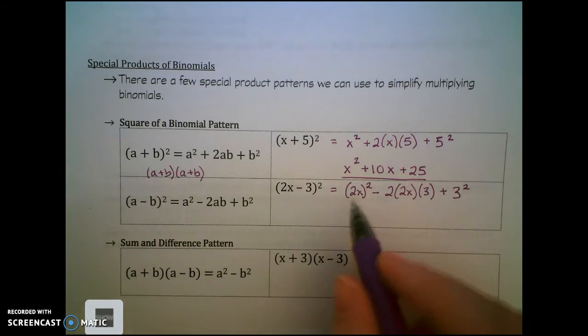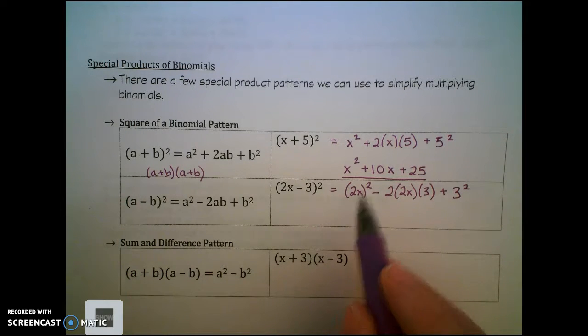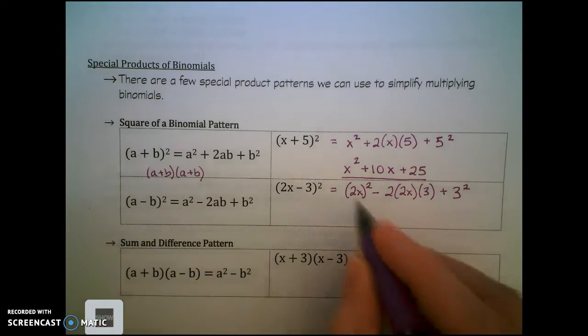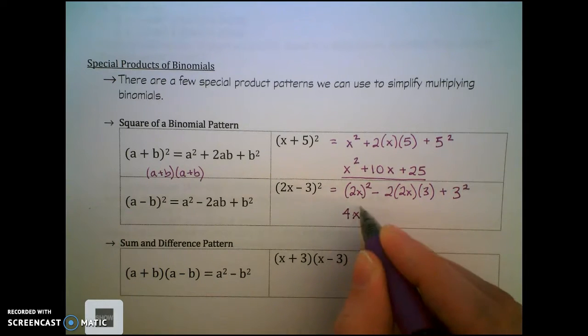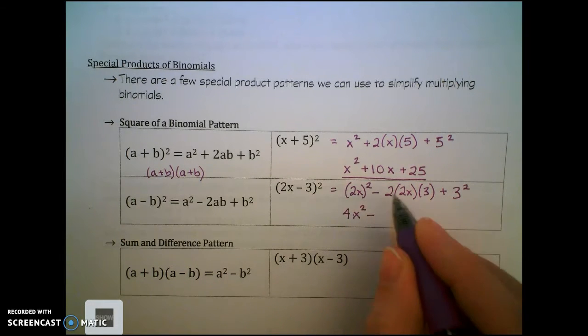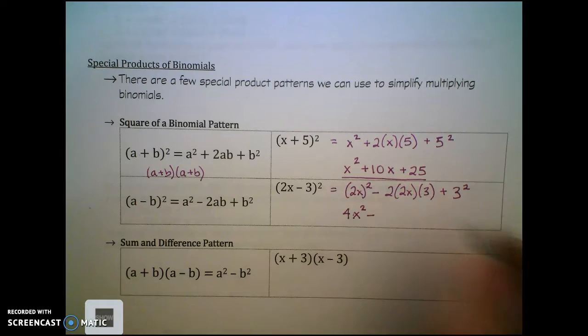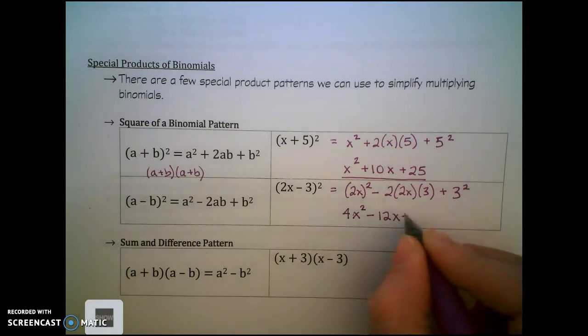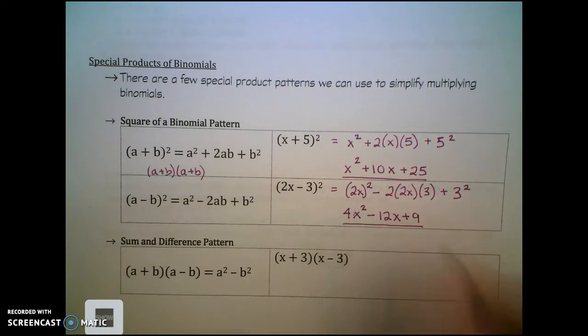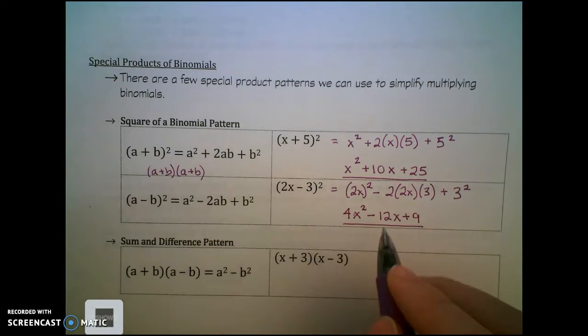Now, be very careful here because you have to make sure that you square both the 2 and the x. So 2 squared is 4, and x squared is just x squared. Minus 2 times 3 is 12 times x, plus 3 squared, which is 9. So that's my answer here. Again, it just follows that pattern along.